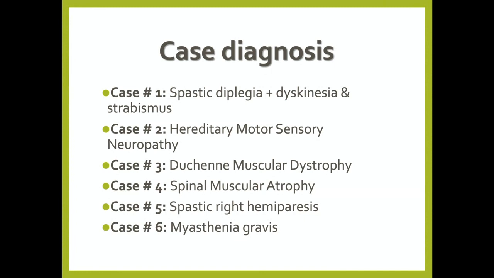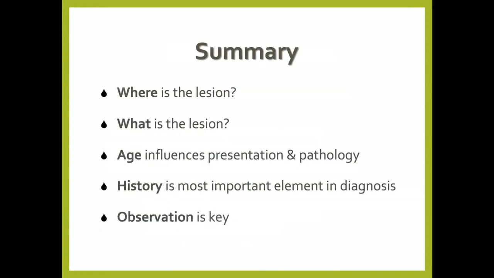towards a diagnosis. All right, so in summary, we would ask ourselves, where is the lesion and what is the lesion? Remember that age influences the presentation and pathology. As I think Annie was saying, history is most important, but for the examination, observation is key.